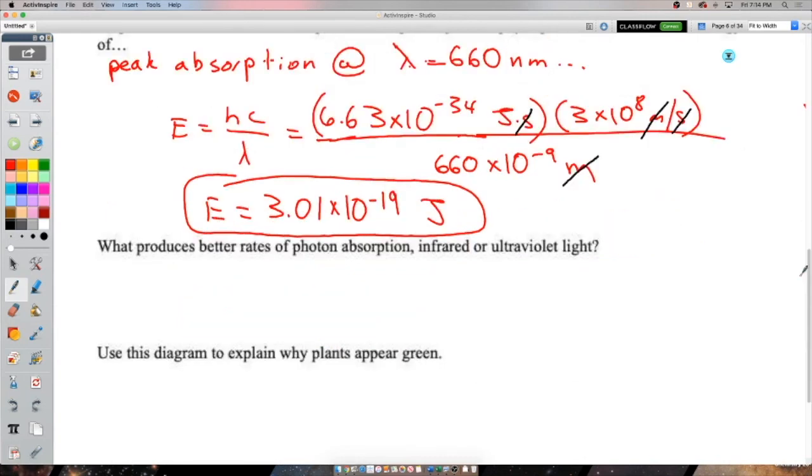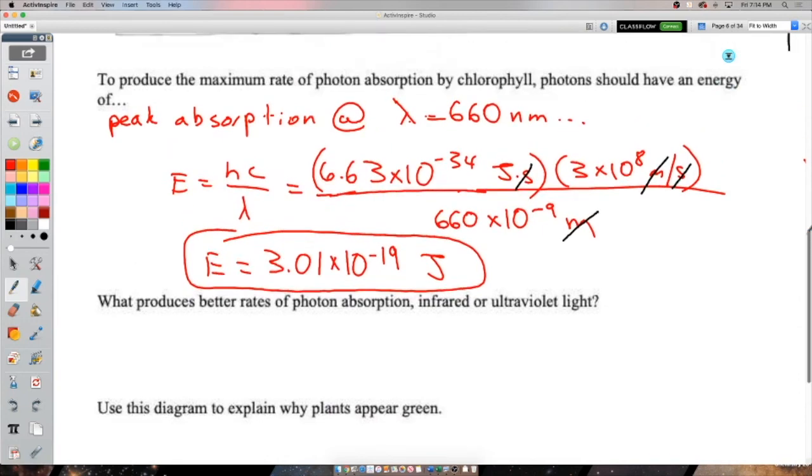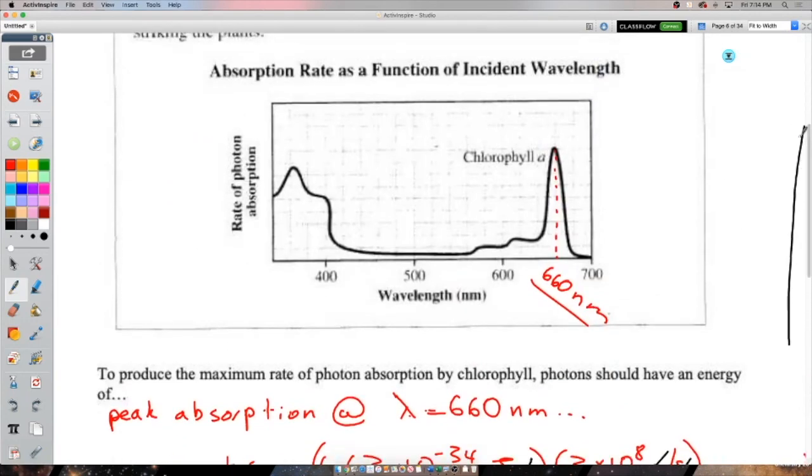Okay, what produces better rates of photon absorption, infrared or ultraviolet light? So this requires knowing your EMR spectrum, right? So what color is 660 nanometers? Well, I chose it appropriately, okay? That's red, right? From about 600 to about 700 is all red. As we go this way, the wavelengths get bluer. So this actually only shows the visible spectrum. It doesn't even go off of it, but you can kind of see, right?